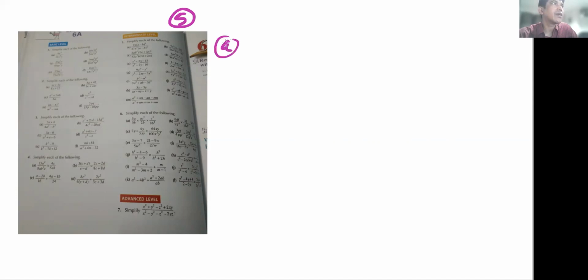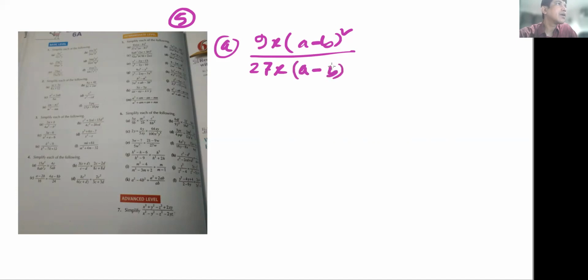Number A. That means 9x a minus b whole square, right? Divided by 27x, then a minus b whole square it whole cube. Is it a minus b to the power 3 or 2? I cannot see from here. Top one is 2 and bottom one is 3.